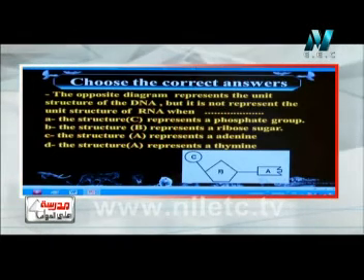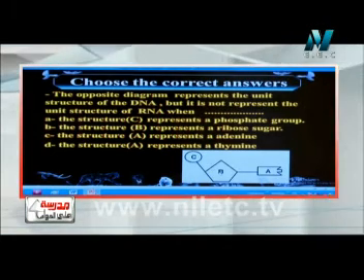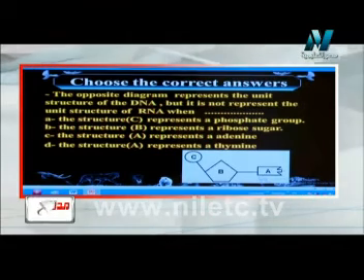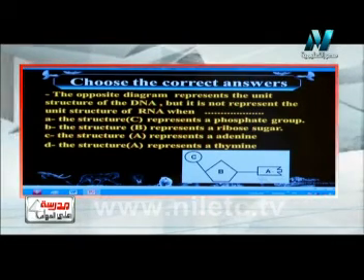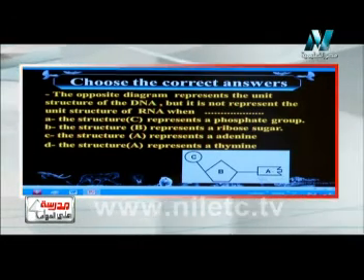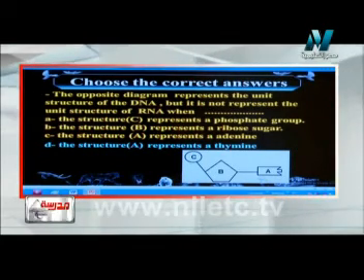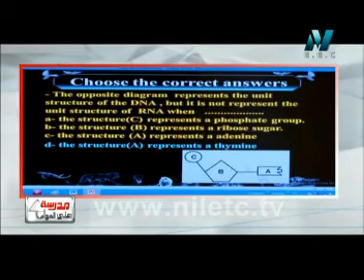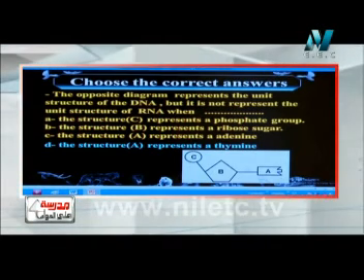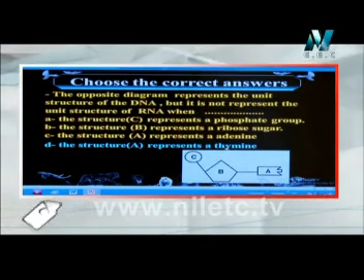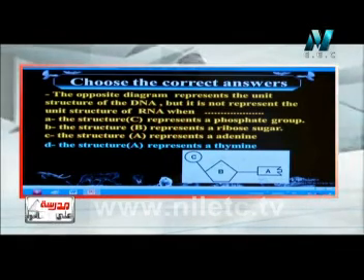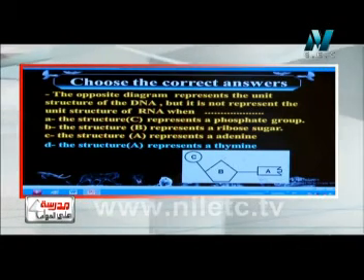Number C, the structure A represents adenine. The structure A represents adenine in both DNA and RNA. But the last answer, number D, the structure A represents thymine. That does not represent the unit structure of RNA, because RNA has no thymine but contains uracil instead of thymine.